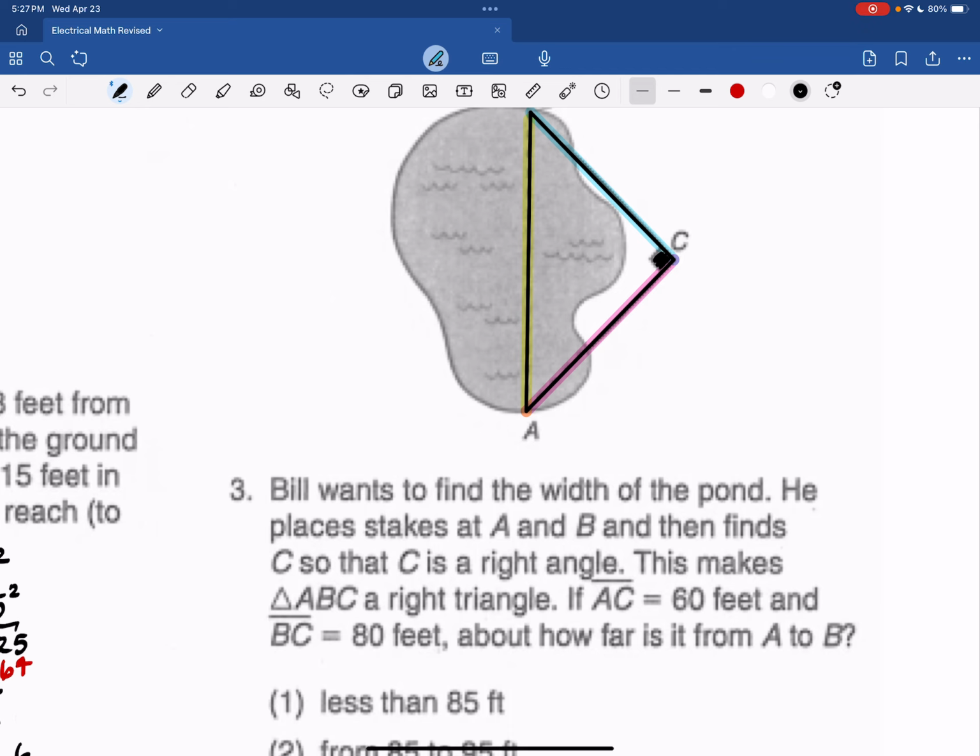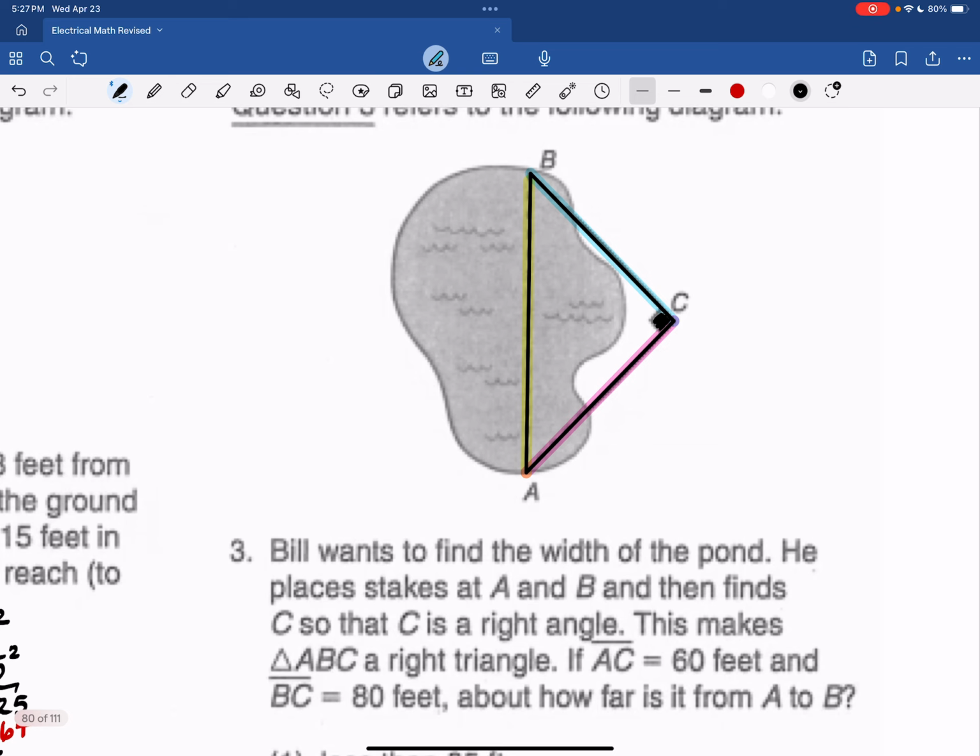Bill wants to find the width of the pond. He places stakes at points A and B, and then finds C, so that angle C is a right angle. Those are capital letters, so they're referring to points. This C is a point. This little c is the hypotenuse, so don't let that confuse you.